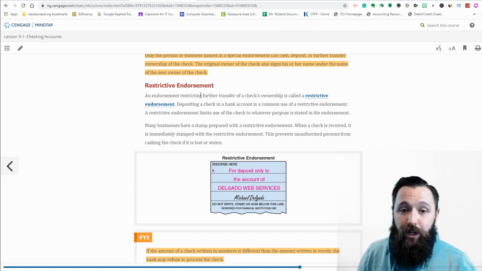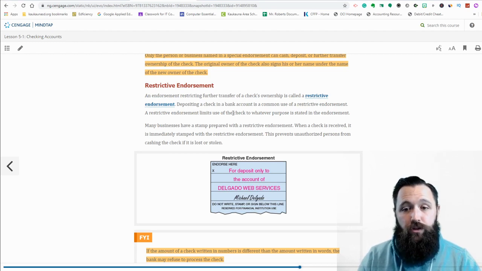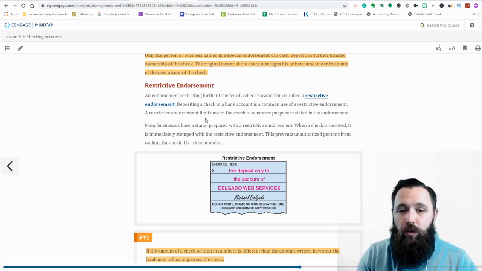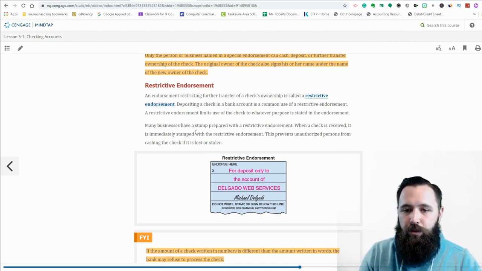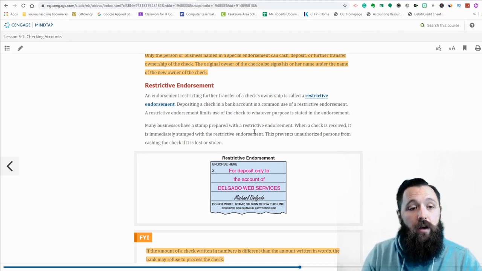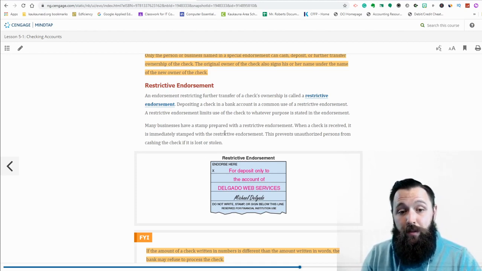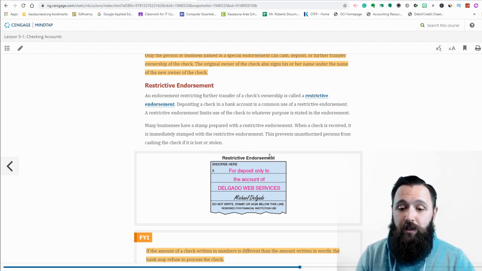So it says depositing a check in a bank account is a common use of a restrictive endorsement. A restrictive endorsement limits use of checks to whatever purpose is stated on the endorsement. Many businesses have a stamp prepared with a restrictive endorsement. When a check is received, it's immediately stamped with that endorsement. This prevents unauthorized persons from cashing the check if it's lost or stolen.